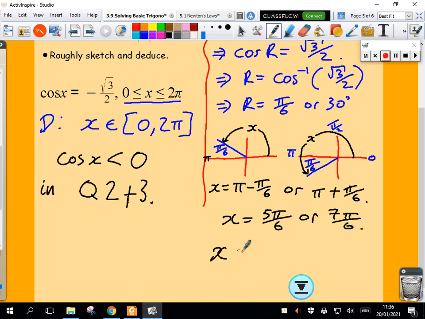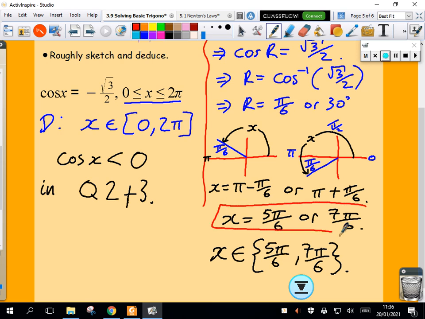If you prefer set notation, again, you can write that x belongs to the set containing the elements 5 pi over 6 and 7 pi over 6. So either of those answers is good. You can write it like that or like that, depending on personal preference. If you wanted to work it in degrees all the way down, and then when you have your final answer in degrees, you just convert it into radians at that stage. So you'd find this would be 150 degrees, this would be 210 degrees, multiplied by pi over 180 to convert into radians.